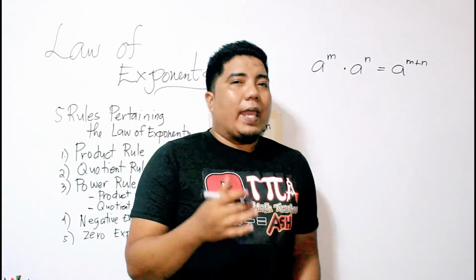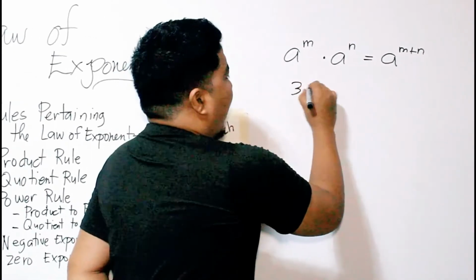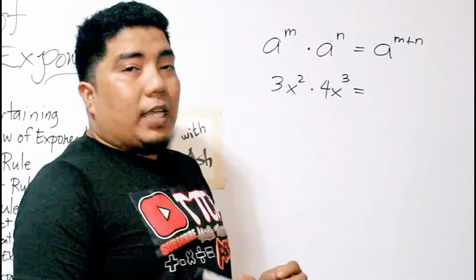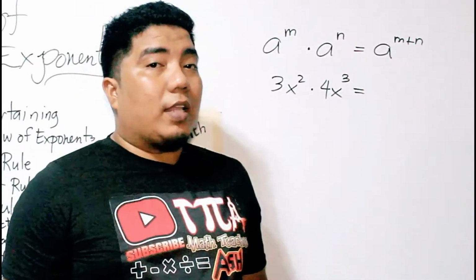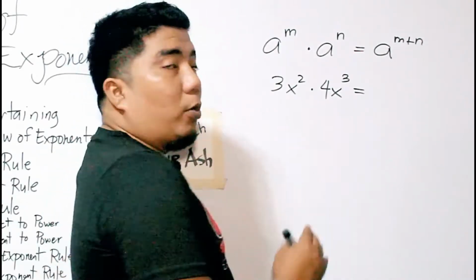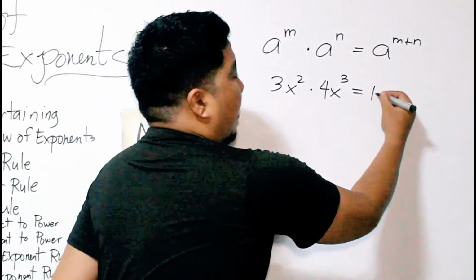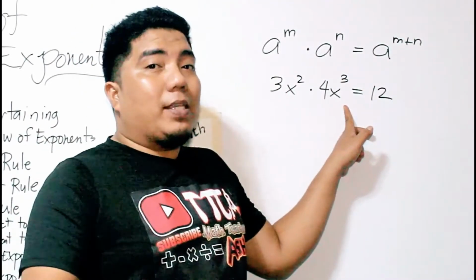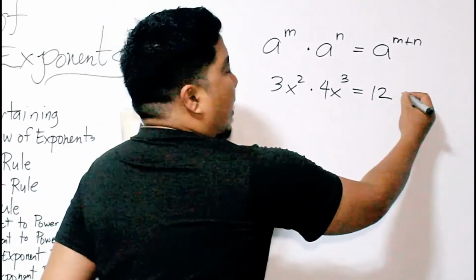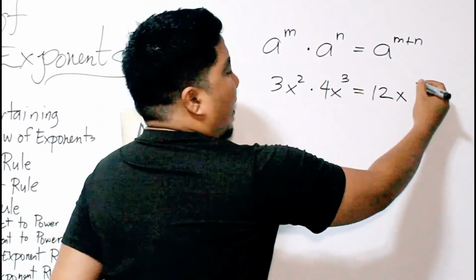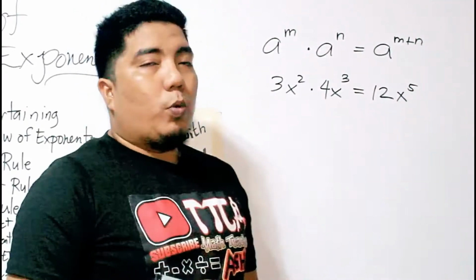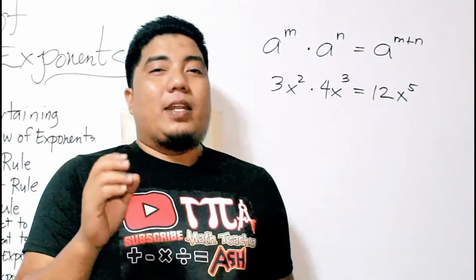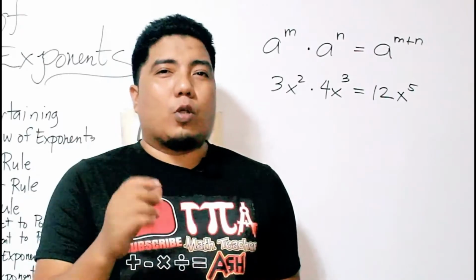What does this mean? Example, if you have 3x squared times 4x cubed, since 3 and 4 are whole numbers and they are not the same base or the same number, then you just multiply them directly. 3 times 4, that is 12. However, x squared here and x cubed here have the same base, that is x. So therefore, you just copy the x and add 2 plus 3, that will give you 5, which will be read as 12x to the 5th power. Easy, right? Now, let us go to the second rule, the quotient rule.